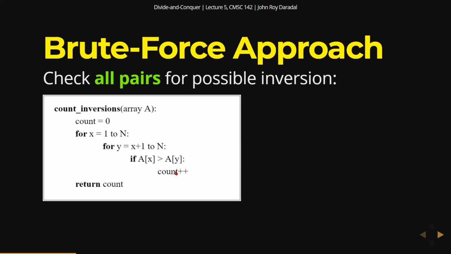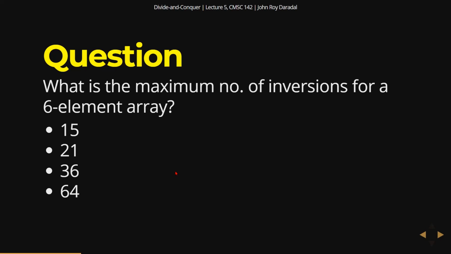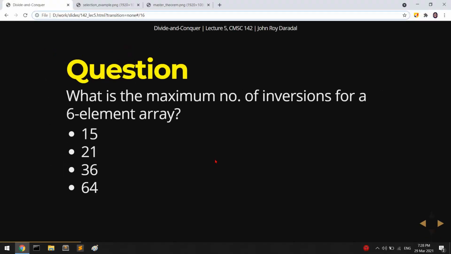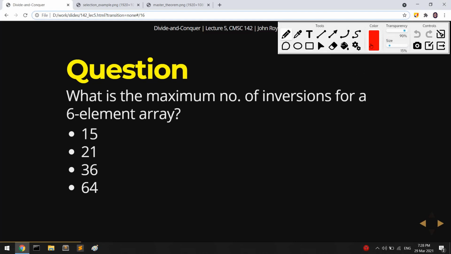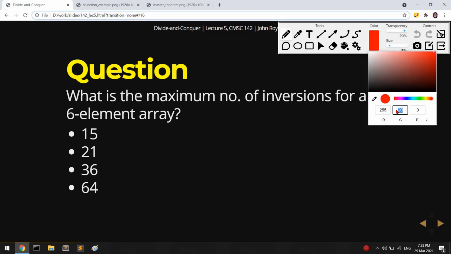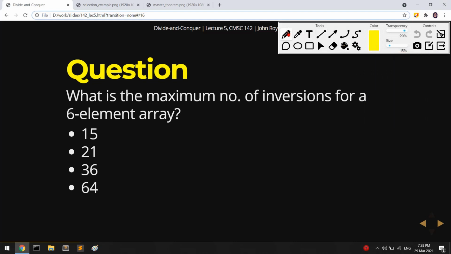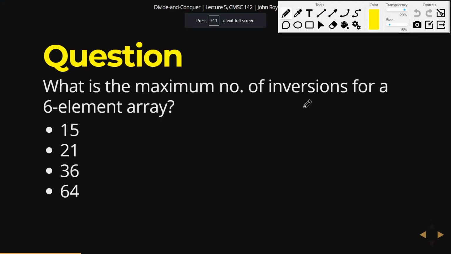But checking all possible pairs will take too long. For example, if it's a 6-element array, what is the maximum number of inversions? What would be the worst possible case for the inversions? That would be if it's reverse sorted, right? So let's say 6, 5, 4, 3, 2, and then 1.